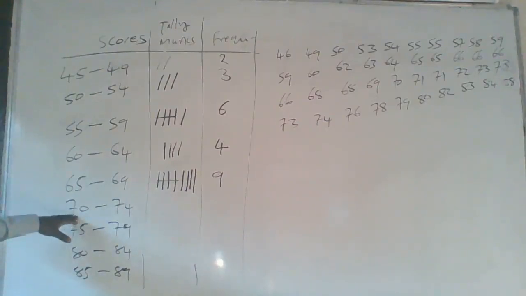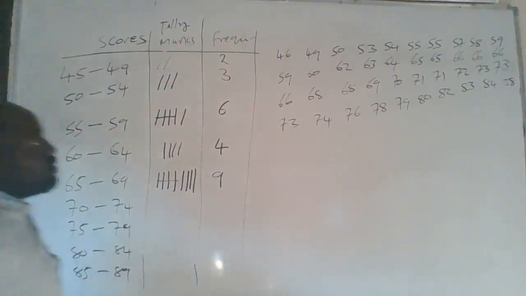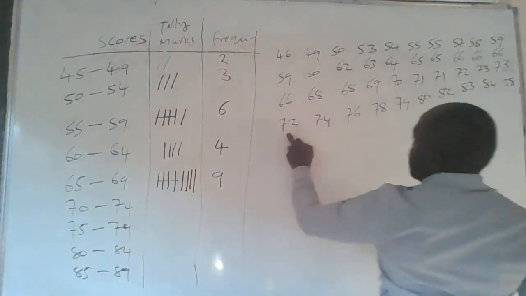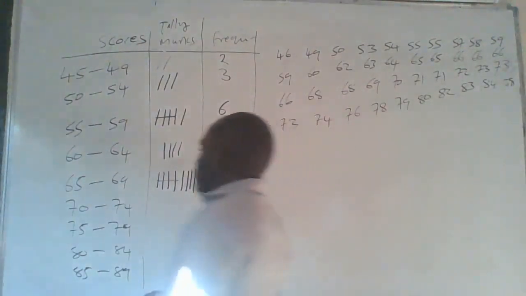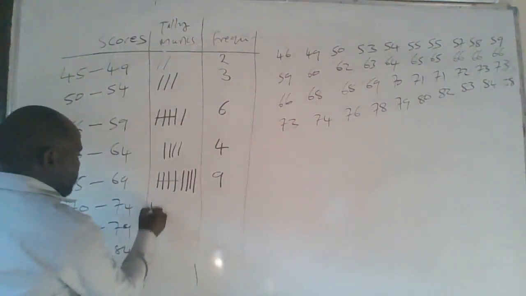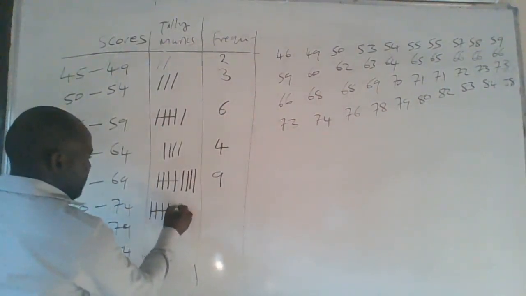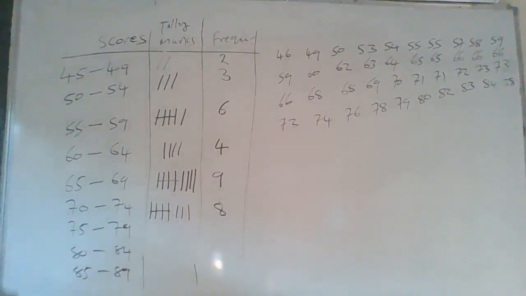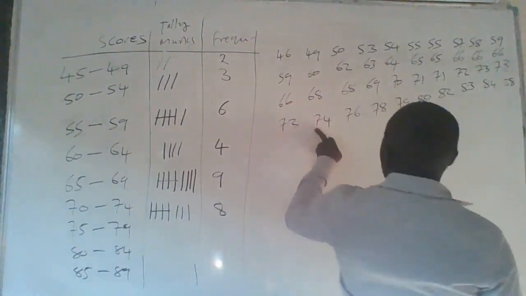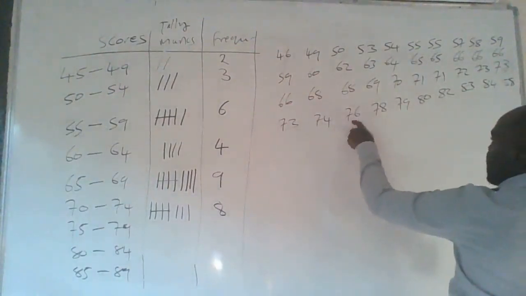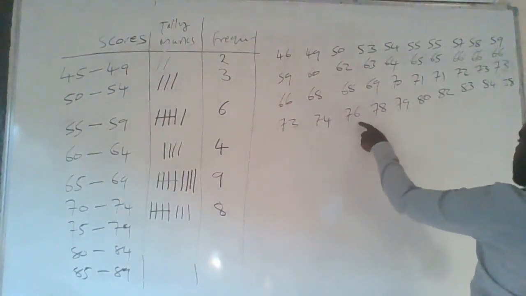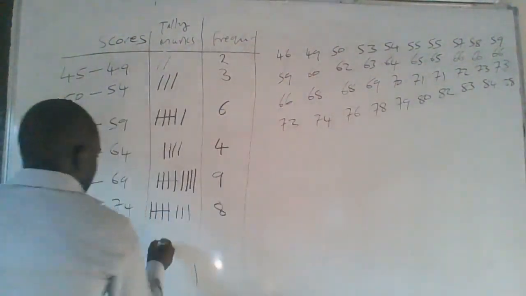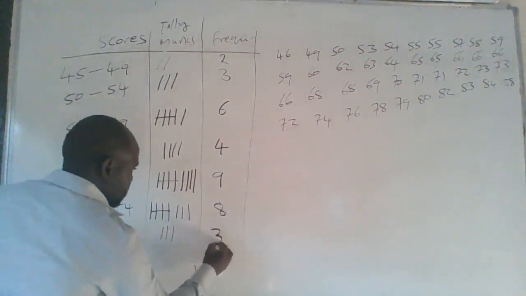Then we have 70 to 74. So 70, 1, 2, 3, 4, 5, 6, 7, 8. There are 8 students who scored in that range. Then we put 8 there. 75 to 79, we come here again. We don't have 75, so we have 76. So 1, 2, 3. There are only 3 candidates who scored between 75 and 79, and we put a 3 there.